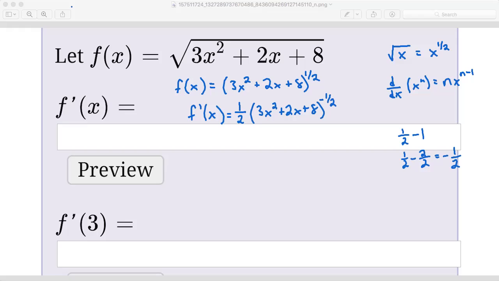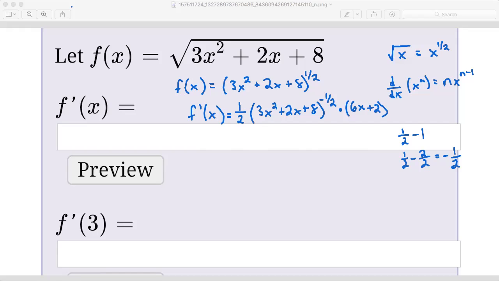And then we need to multiply by the derivative of the inside. So the derivative of the inside, we're going to be using the power rule again to take the derivative. So 3x squared will go to 6x to the power of 1. And then the derivative of 2x will go to 2. And the derivative of 8 will go to a 0 because it's a constant. And the derivative of every constant is 0. So this will be the end of the derivative of the inside.